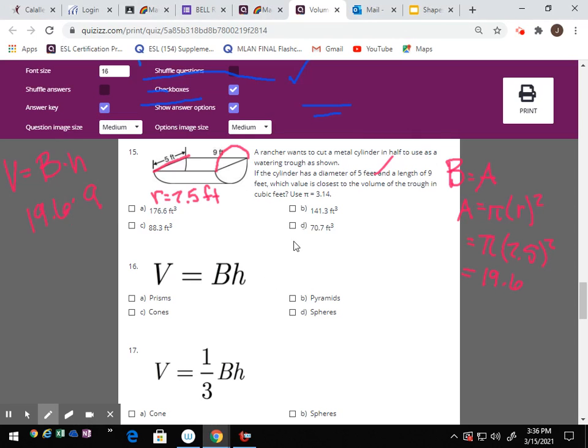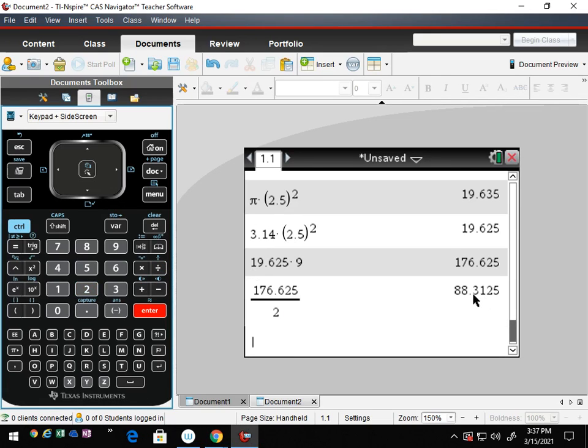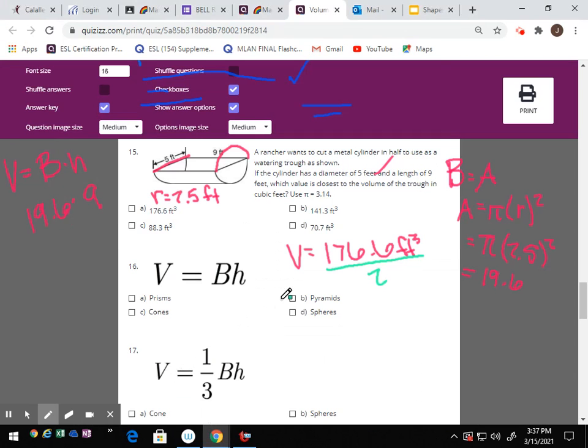Okay, so our volume is equal to 176.6 feet cubed. But now we have to think that's for the whole entire cylinder, and we only want half the cylinder. So we are going to divide this whole entire number by 2. And when we divide it by 2, we get 88.3, which we can see is answer choice C. C is the correct answer for number 15.